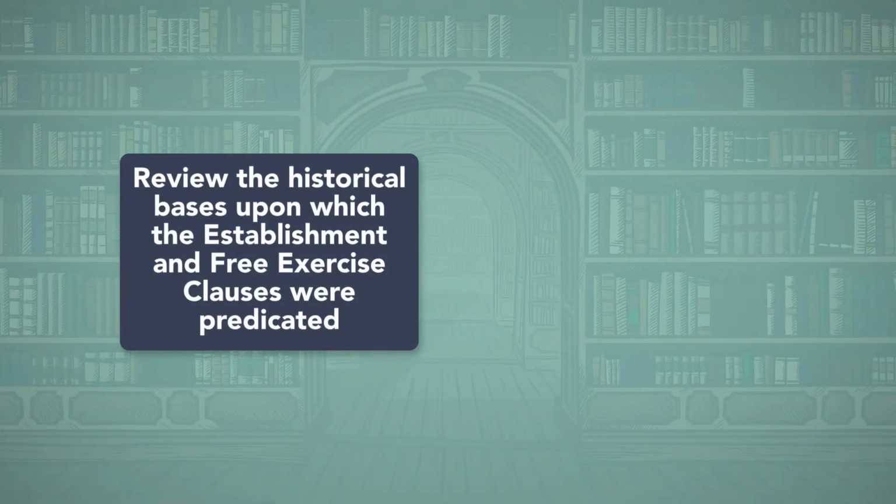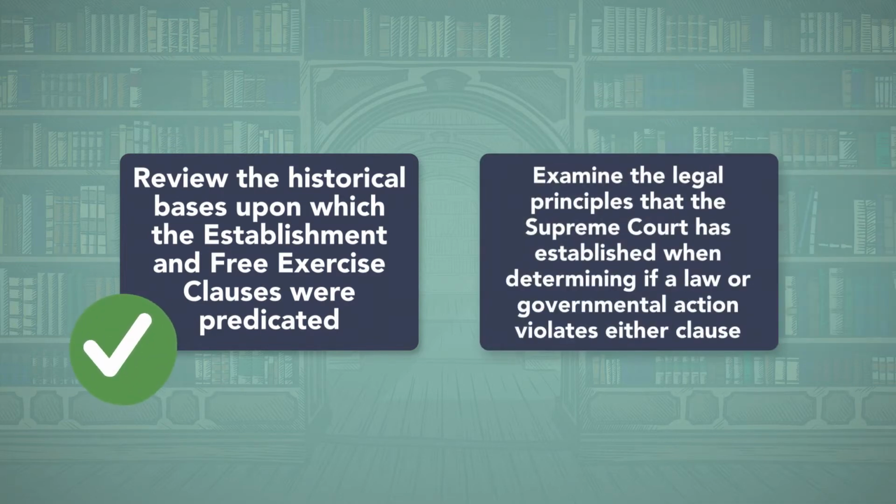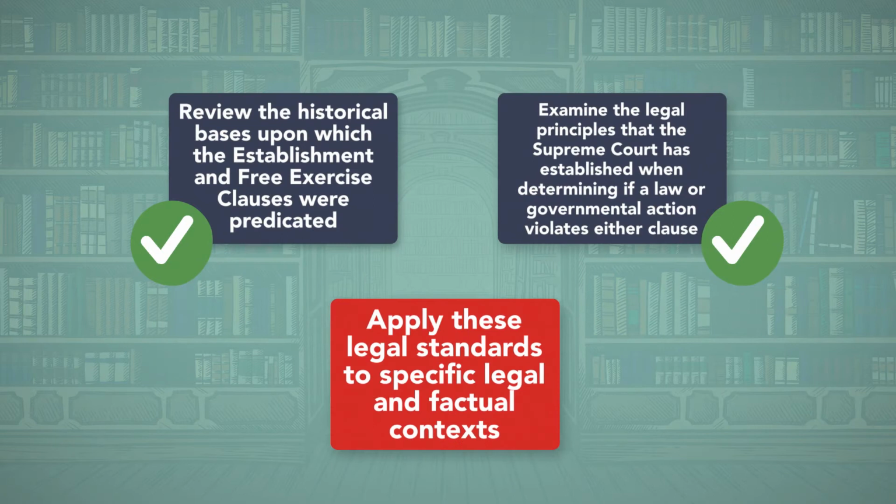In this module, we'll review the historical bases upon which the Establishment and Free Exercise Clauses were predicated and examine the legal principles that the Supreme Court has established when determining if a law or government action violates either clause. In subsequent modules, we'll apply these legal standards to specific legal and factual contexts.